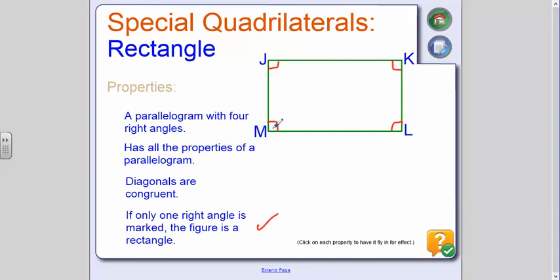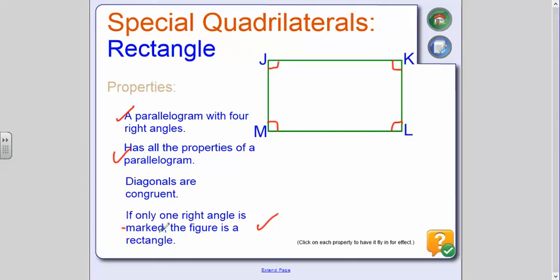So under angles, you might want to make a special note, after you've copied your properties over from the parallelogram, that they are all right angles, all 90 degrees, and that if one is marked, then the rest are also 90 degrees.